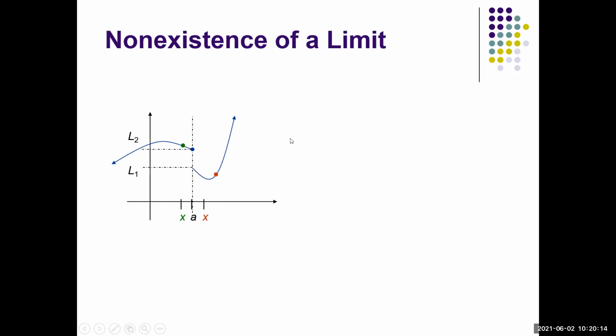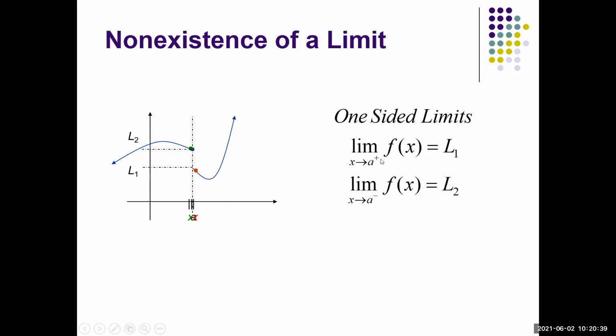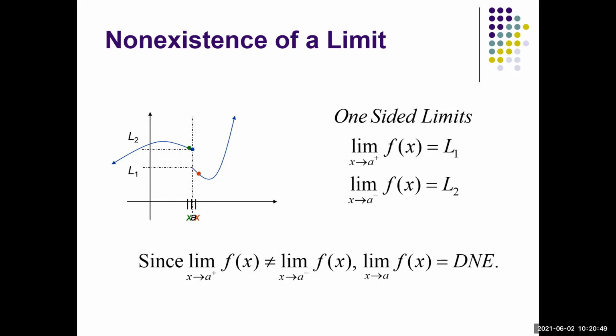Here's an example where the limit doesn't exist. Notice that when x approaches a from the left, you see the green dot here, it's getting closer and closer to this point, which I call L2. And then from the right, it's approaching this point, called L1. And these are two different values, so the limit here does not exist. Right, so the right-hand limit approaches L1 and the left-hand limit approaches L2. Since they're not the same, this limit does not exist.